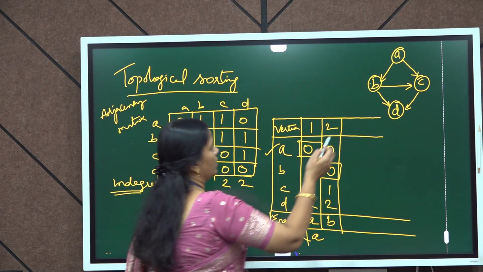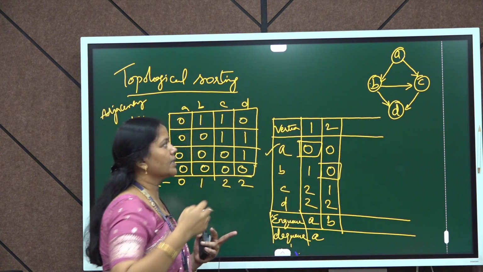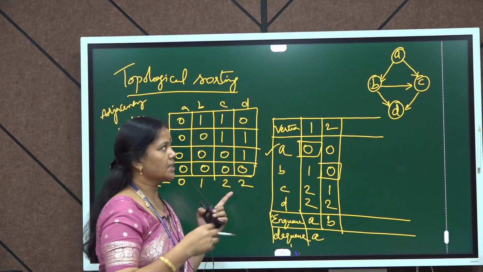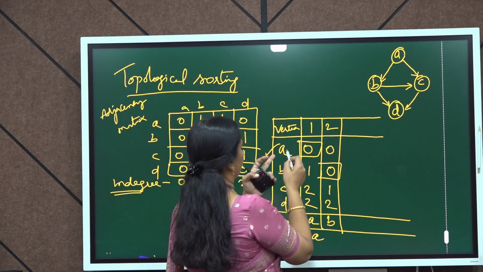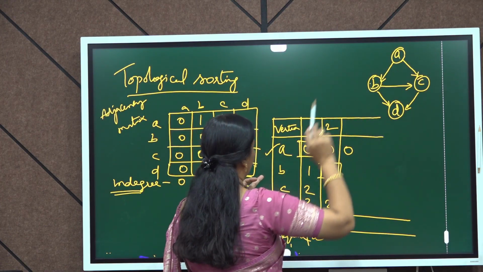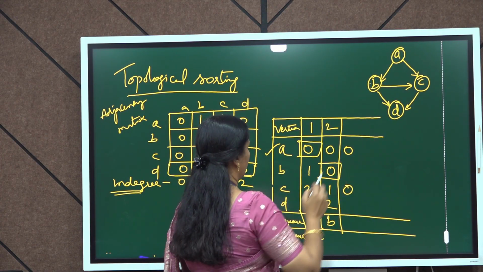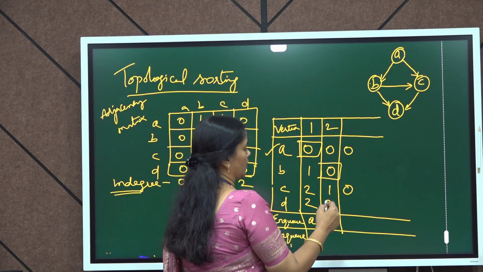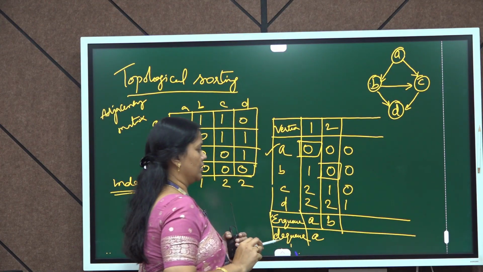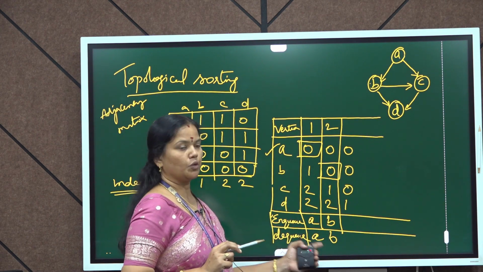What is the adjacency of B? A, C and D. So the remaining 3 vertices are its adjacency. I have to reduce the value by 1 for all its adjacent vertices. A is already 0, so let it be 0. I am going to reduce the value of C by 1. C is already 1, so it becomes 0, and D is 2, going to 2 minus 1, it is 1. After this, I am going to DQ B.